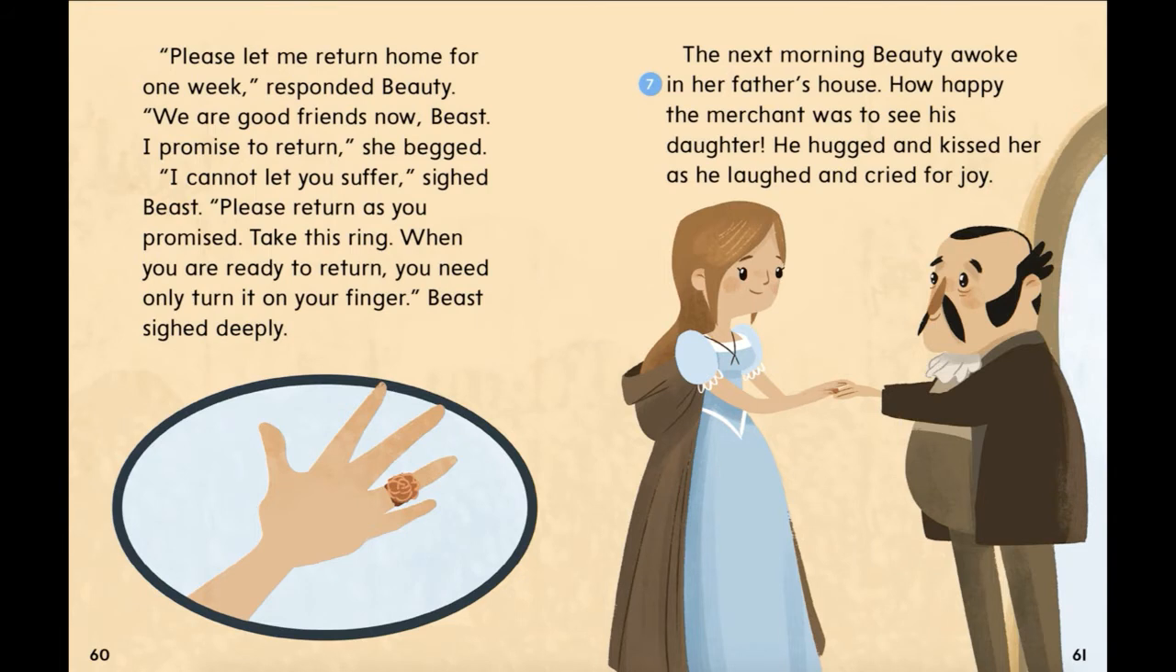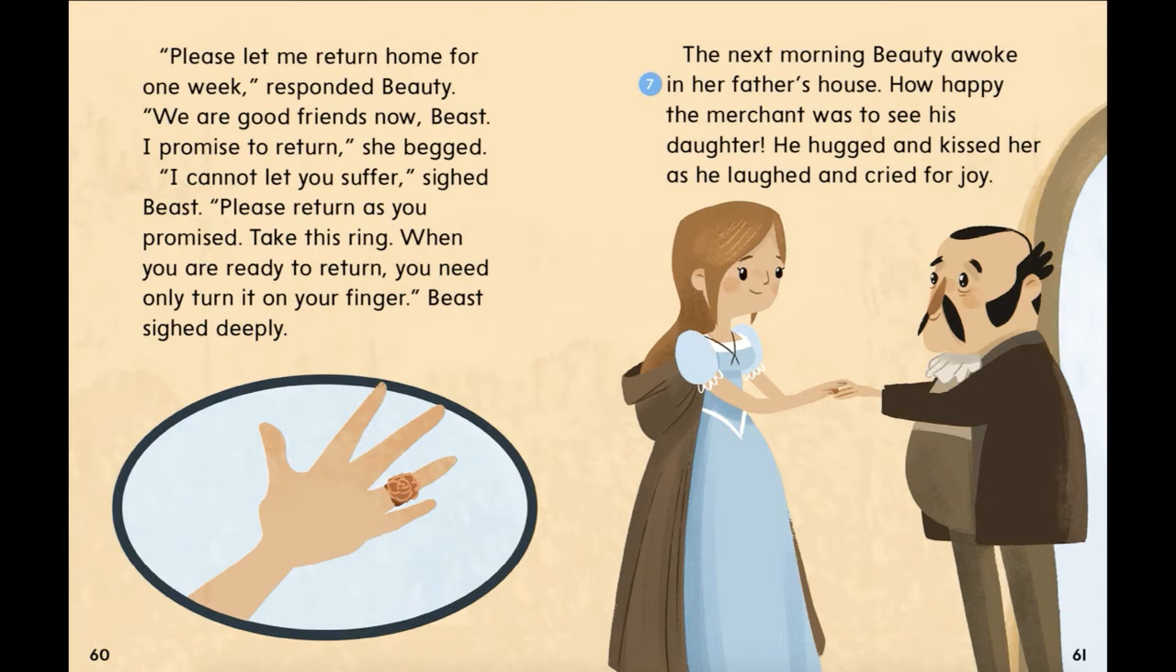Please let me return home for 1 week, responded Beauty. We are good friends now, Beast. I promise to return, she begged. I cannot let you suffer, sighed Beast. Please return as you promised. Take this ring. When you are ready to return, you need only turn it on your finger. Beast sighed deeply. The next morning, Beauty awoke in her father's house.